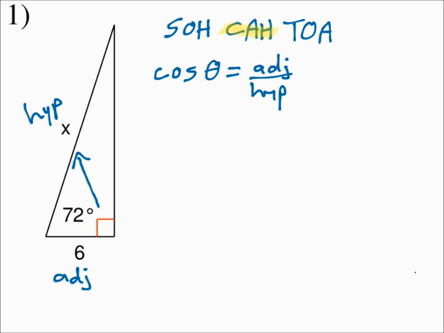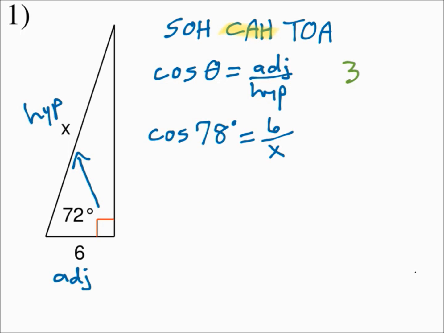Now substitute in. Theta is 78 degrees. Adjacent is 6, and the hypotenuse is x. Here, my variable is in the denominator. There's actually a very quick way to deal with this.